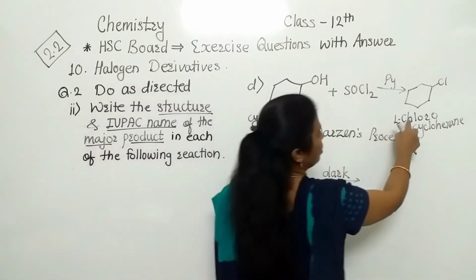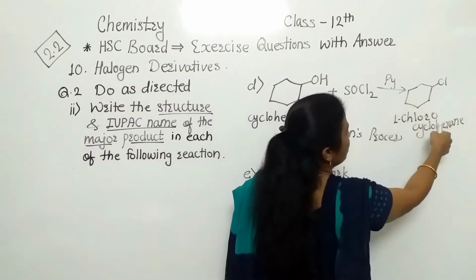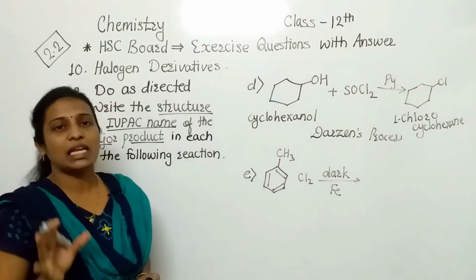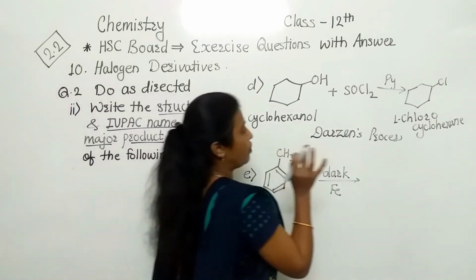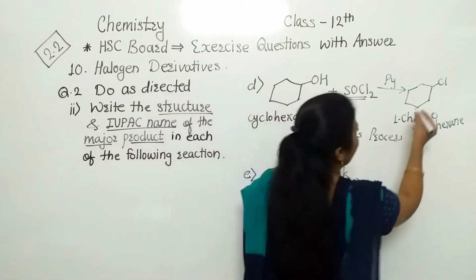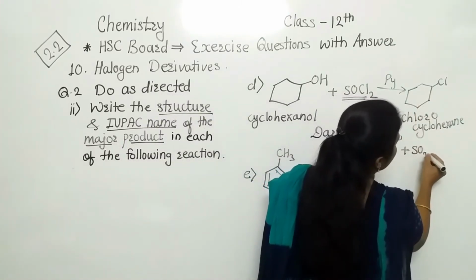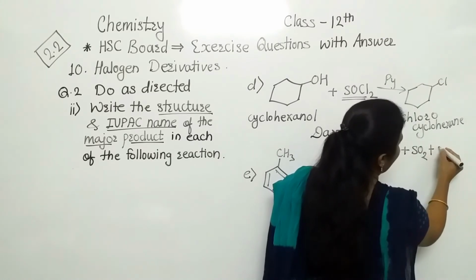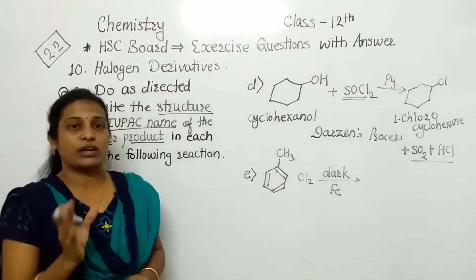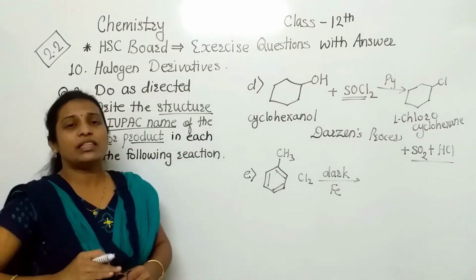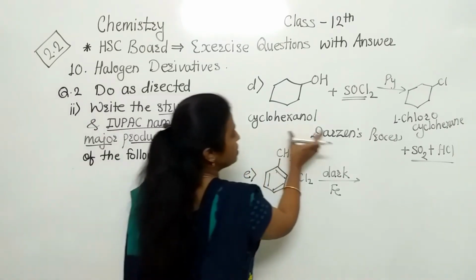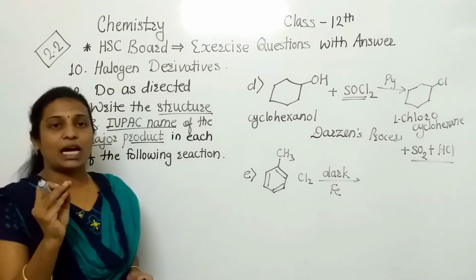What is the name of this product? That is chlorocyclohexane. Now see, for the preparation of alkyl halides, this is the best method. Why? Because when we use thionyl chloride as a reagent, we get the side products sulfur dioxide as well as HCl. These two byproducts are in the gaseous state, so there is no need to take extra effort for their removal, and that's why this is the best method for the preparation of alkyl chloride.